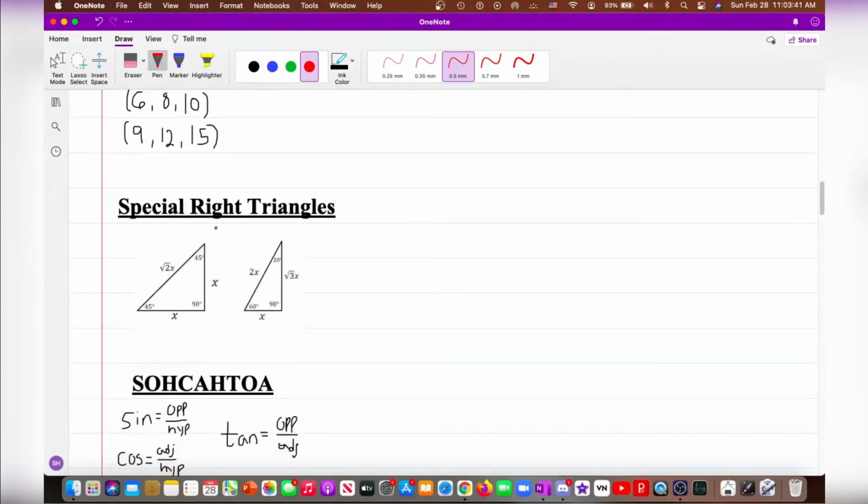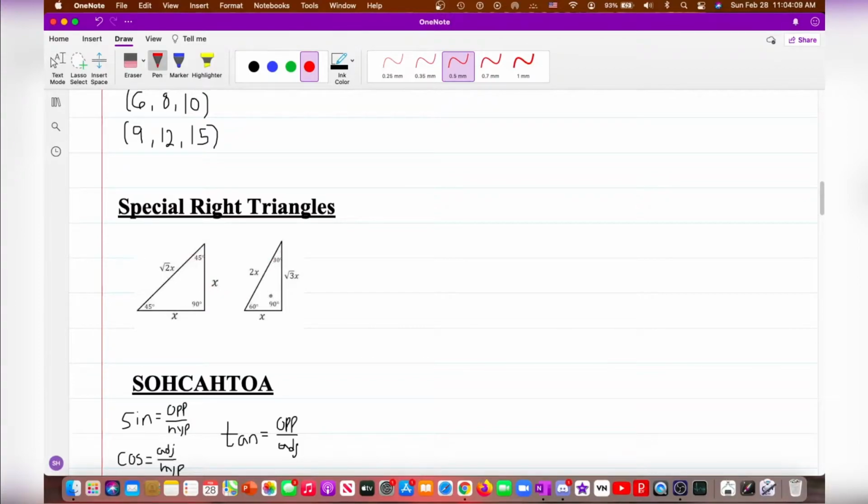Next you have special right triangles. So you have your 45, 45, 90 triangle and your 30, 60, 90 triangle. On the 45, 45, 90 triangle, you should always know that the a leg and the b leg are going to be equal to each other because they're both x, and the hypotenuse is going to be root 2x, otherwise known as x root 2.